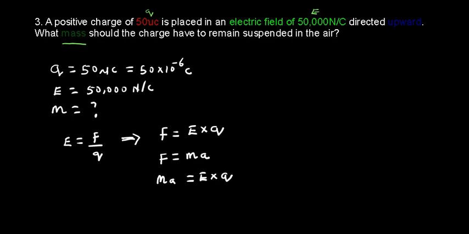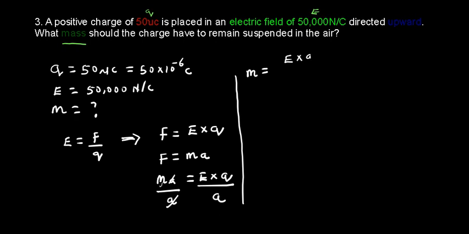Then, since we are looking for mass, we are going to make mass the subject of the formula, by dividing through by acceleration, which is what? A. By dividing through by A, this A cancels this A. So we now have that M is equal to E times Q all over A.